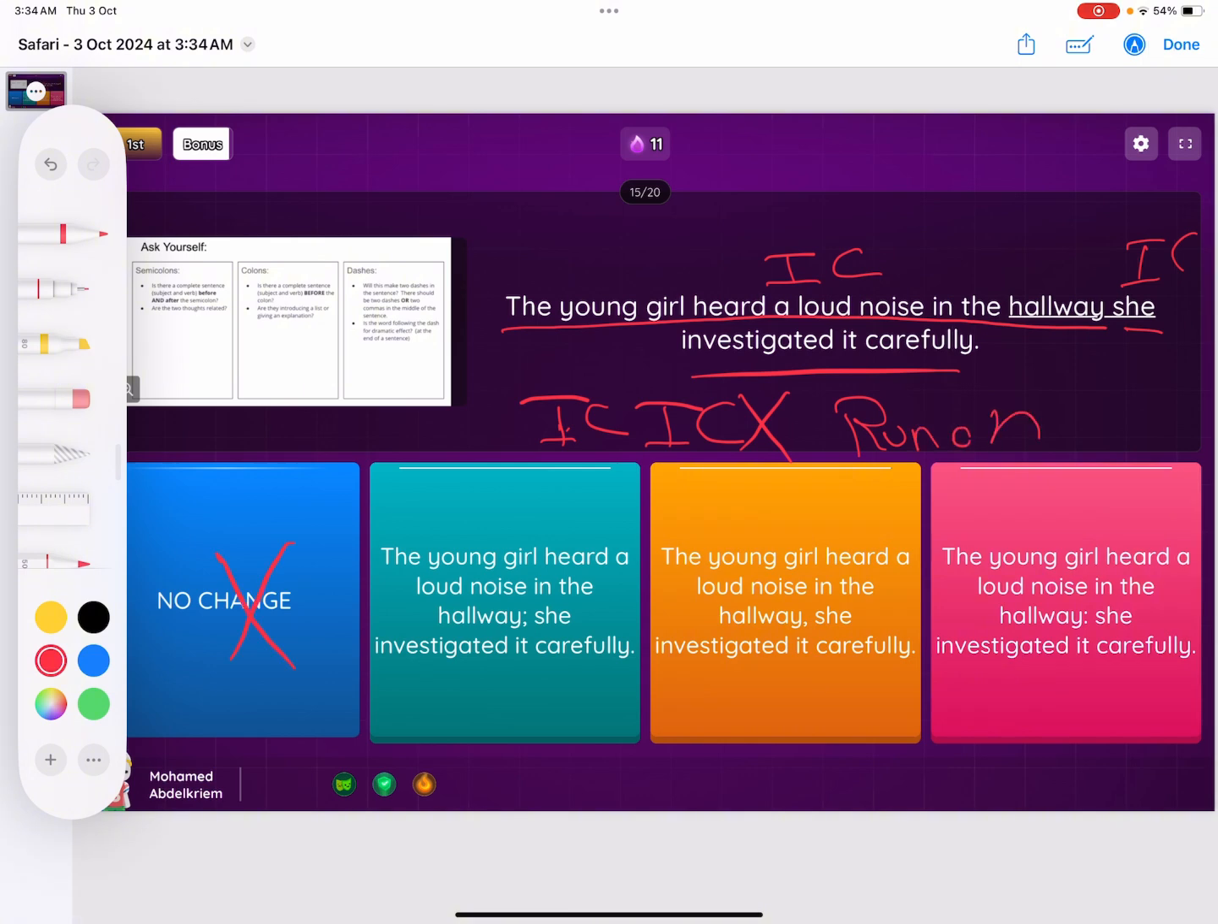We can use a semicolon, we can use a comma and a fanboy, or we can use a conjunctive adverb as we did before in some questions. So let's check the second one here. The young girl heard a loud noise in the hallway. That's an independent clause. And then she investigated it carefully. This is another independent clause and he used a semicolon here. So two independent clauses joined with a semicolon. This is correct.